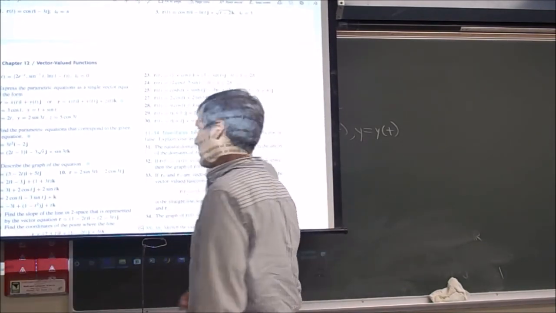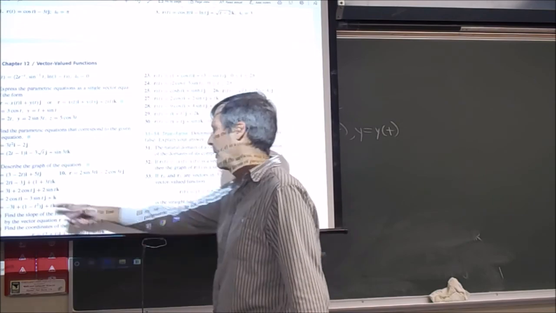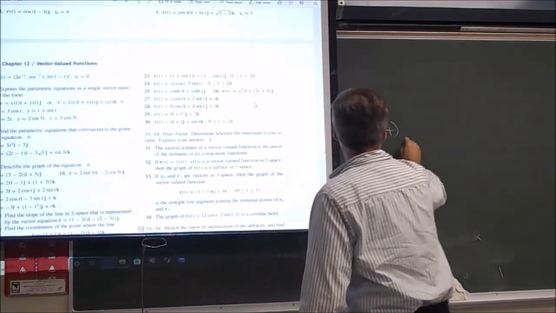There we go. All right. So if I want to draw that curve, I draw in the x equals minus 3 plane. Let's put it over here.